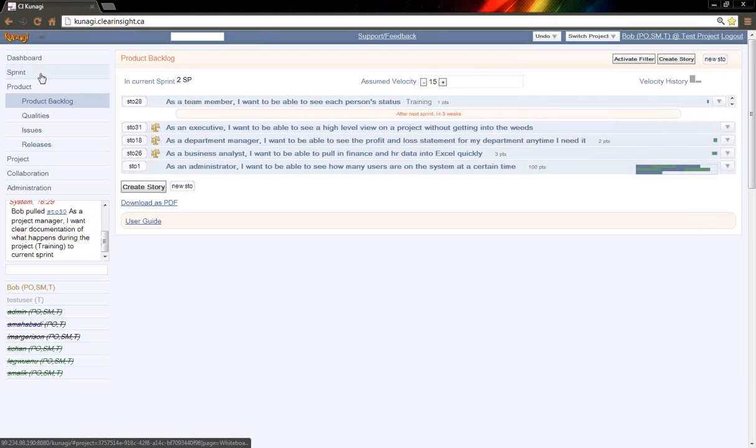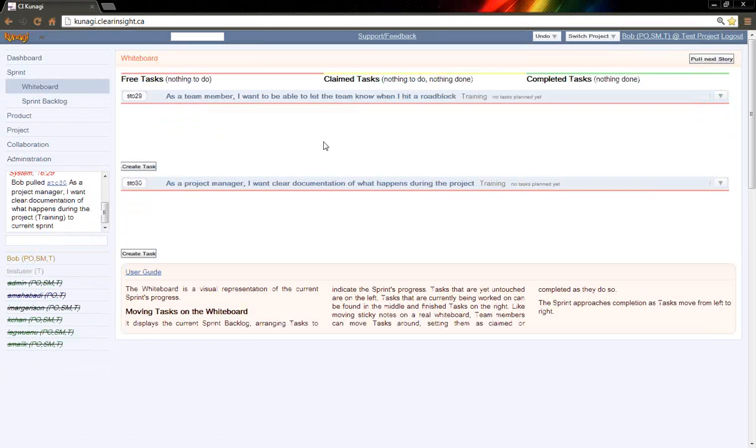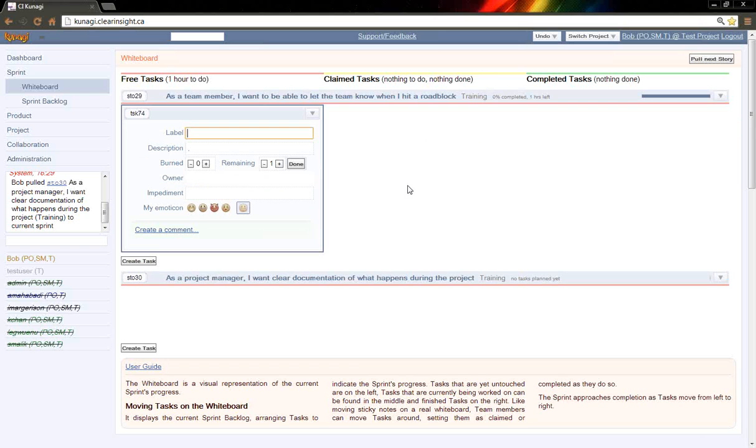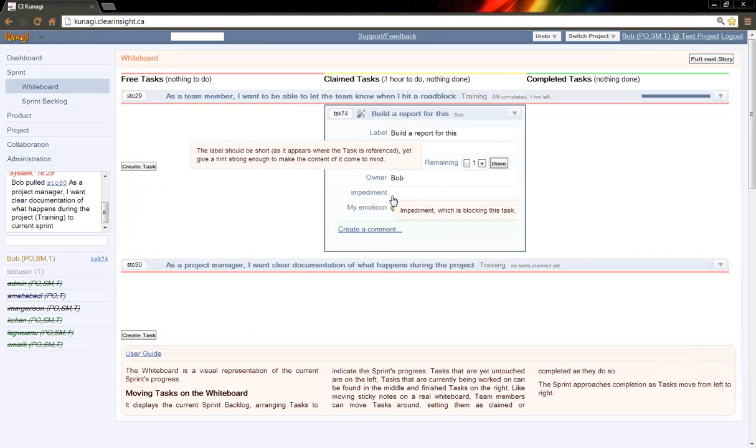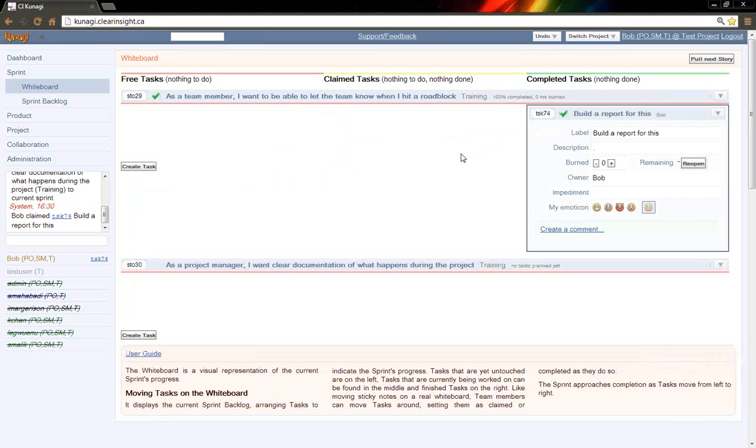So we've taken a couple of stories from our backlog into the whiteboard here. And this is what we're going to get done in this one sprint. As a team member, I want to be able to know when I hit a roadblock. At this point, a project manager doesn't come in here and create tasks and assignments. Anyone on the team can come in here and say, for us to get that done, I know I need to build a report. And I know what the report is, I'm going to claim that. I go off and I work on it for a while, and I'm going to say it's done.